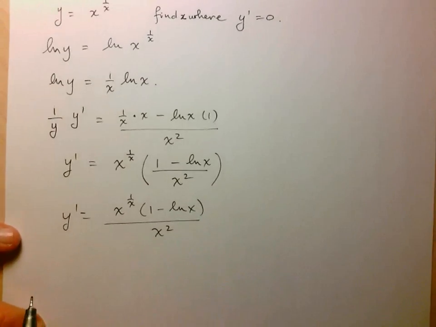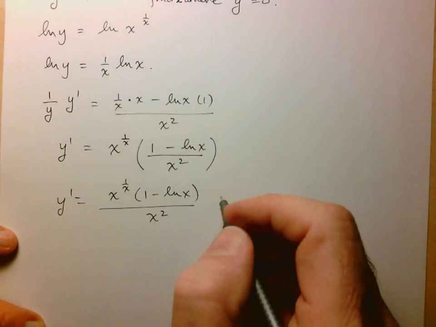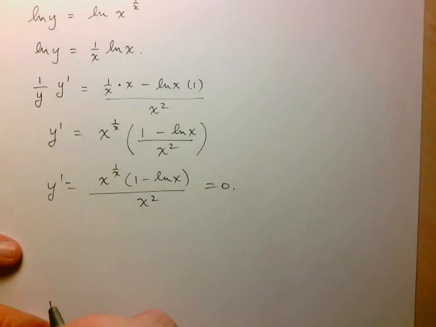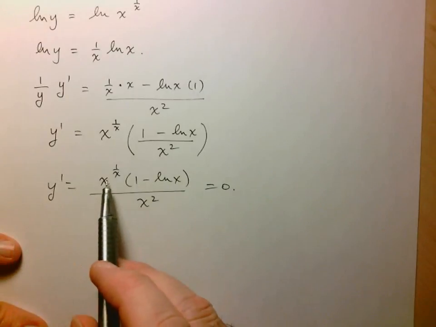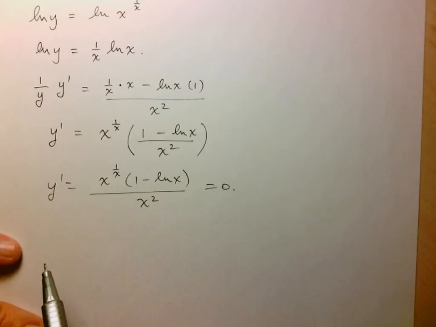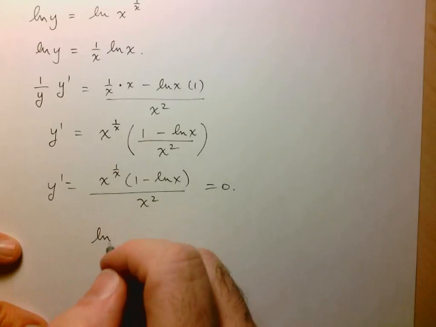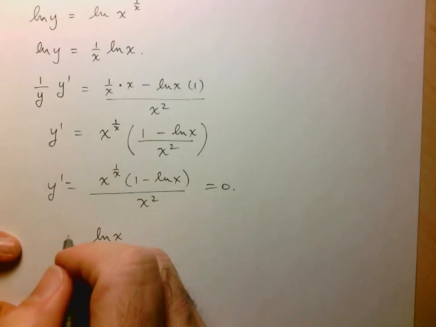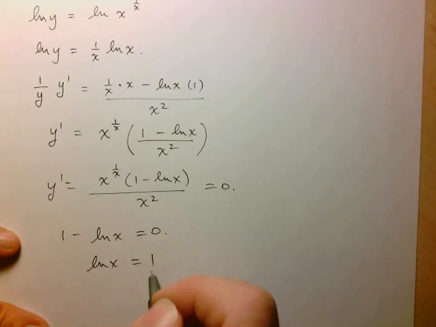Okay, so now we need to determine when this thing is equal to 0. So x to the 1 over x can't ever be equal to 0. And if you replace x by 0, you also have 1 over x, 1 over 0, and that gives you a problem. So it's undefined at x equals 0. So that means the only place where this can be equal to 0 is when 1 minus ln x is equal to 0. So in other words, when ln x is equal to 1.